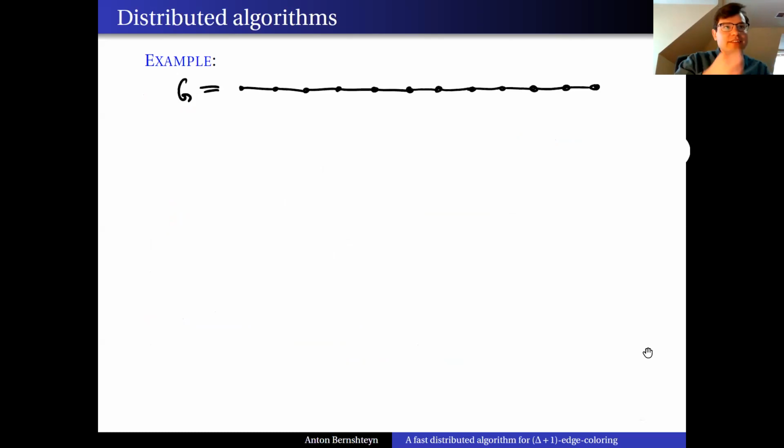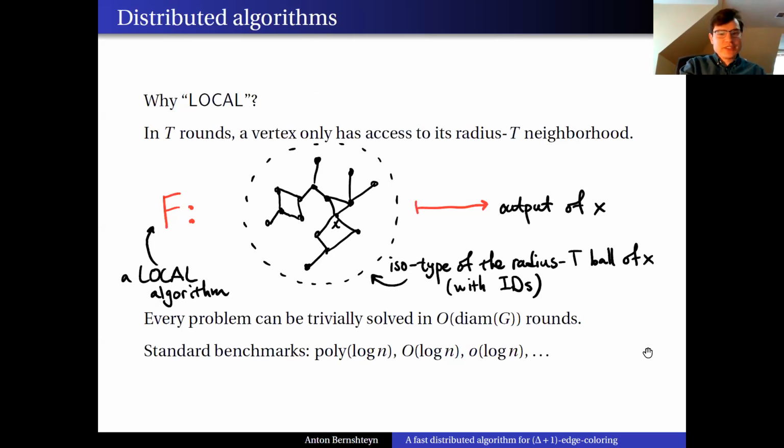There is a question. Are there any memory restrictions? No memory restrictions. When the vertex looks at its ball of radius t here, it remembers the entire isomorphism type, and it's fine. So vertices are omnipotent somehow. The only problem is that the distance in the graph they can look at is restricted. Really, that's what's going on.